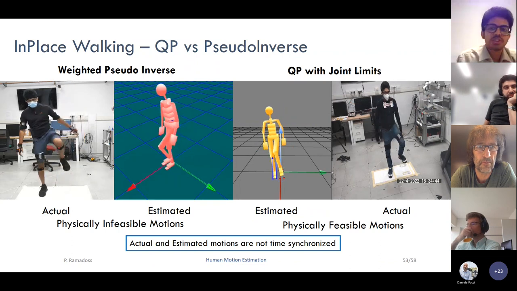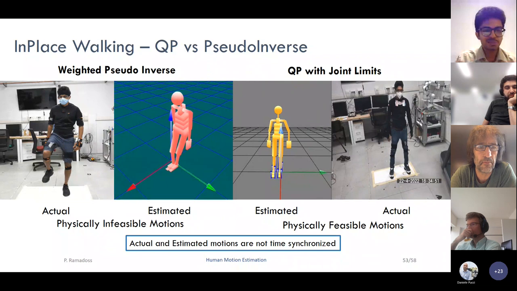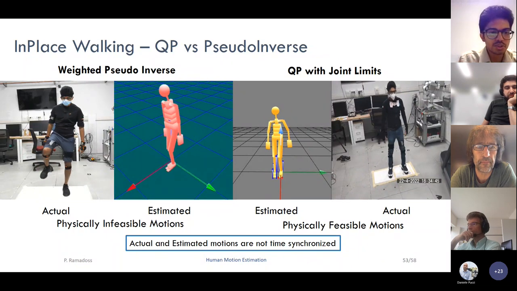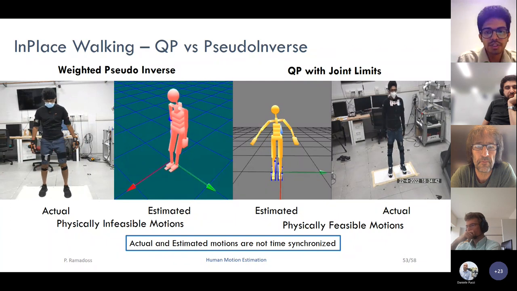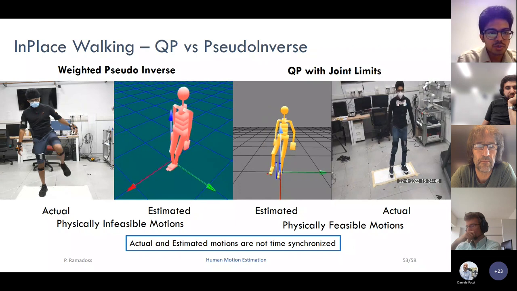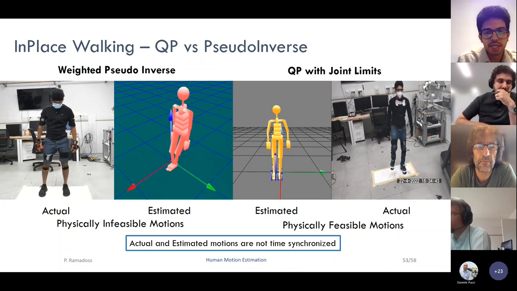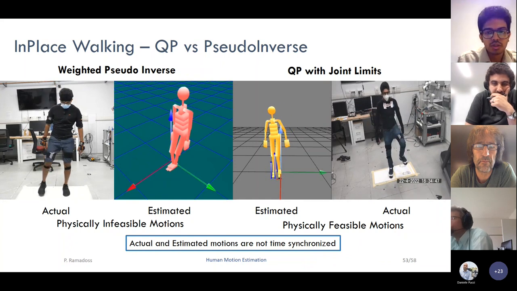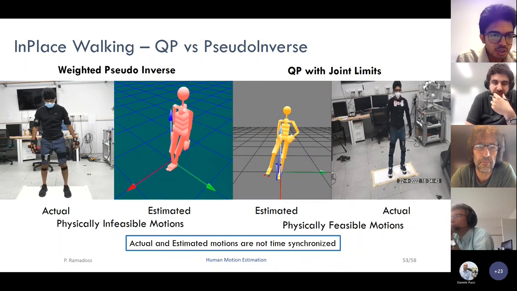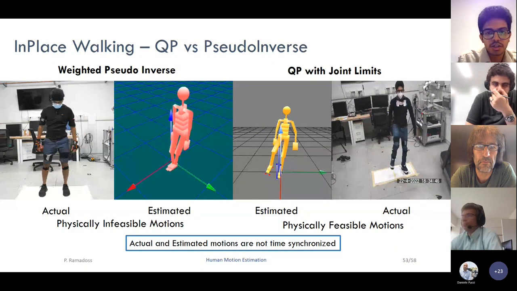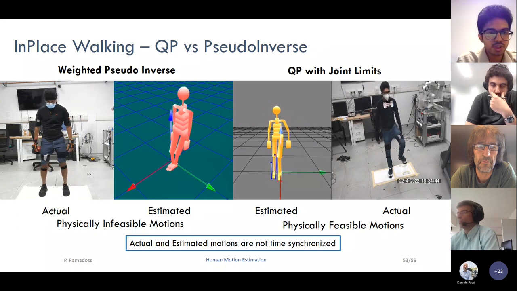We move on to human motion experiments. Here on the left, what we see is a human performing an in place walking motion. The human is wearing an XSens suit and the force measurements are coming from AMTI force platforms. On the right, we have the human wearing the iFeel suit and iFeel sensorized shoes. We also compare approaches that use weighted pseudo inverse for the inverse differential kinematics on the left, and on the right, a quadratic programming based solution imposing joint limits for the human model as custom constraints. A general observation was that using quadratic programming and enforcing joint limits resulted in more physically feasible motions for the human motion reconstruction in comparison with the weighted pseudo inverse approach.